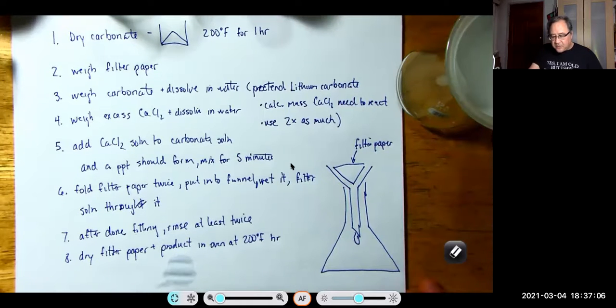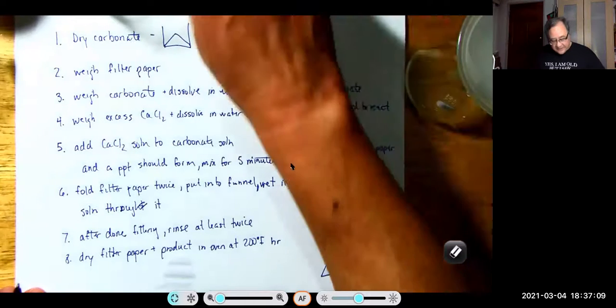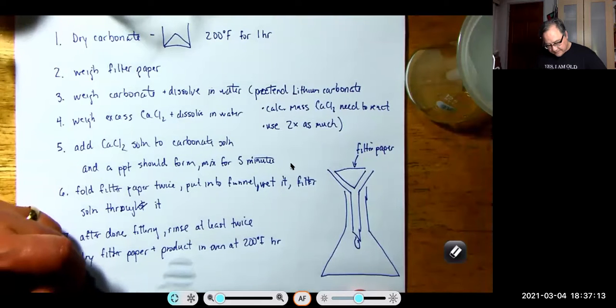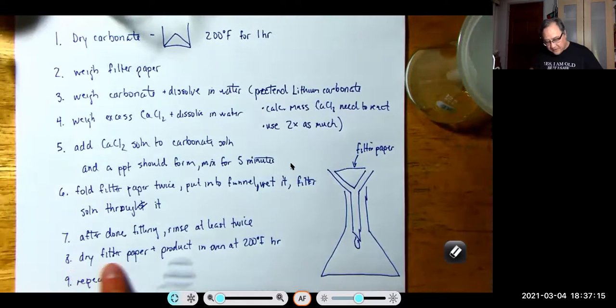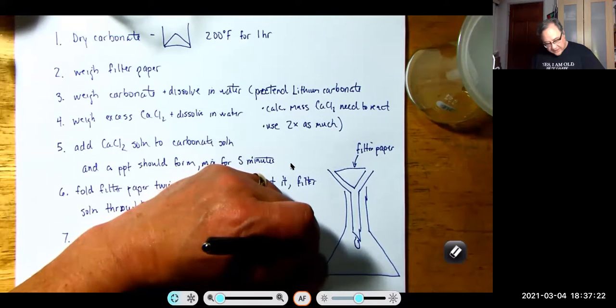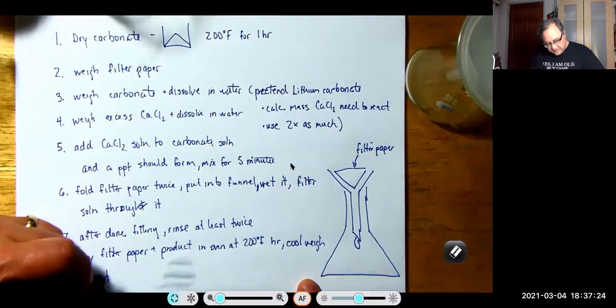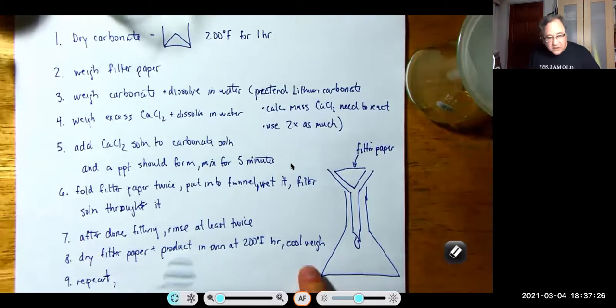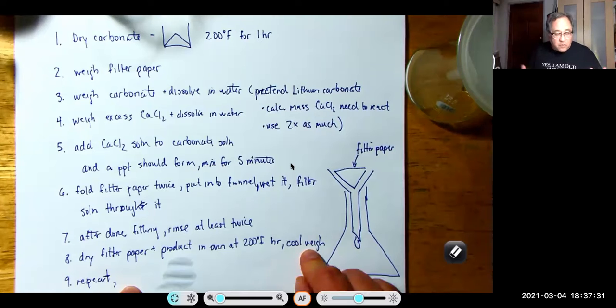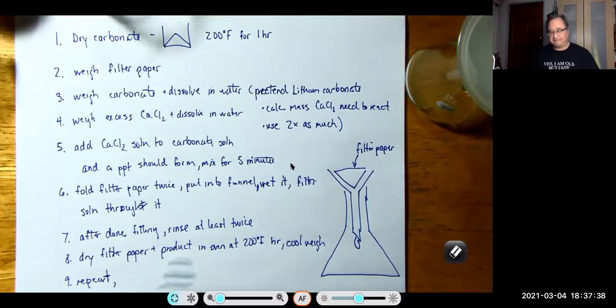But how do you make sure that it really has dried completely? And the answer is repeat. Dry the filter paper and product in the oven at 200 degrees Fahrenheit for an hour, cool, and weigh it. And then repeat. Because when you're done, if the mass is the same after you cool it and weigh it, that means all of the water has left. If the mass goes down, that means more water is leaving and it wasn't really dry.